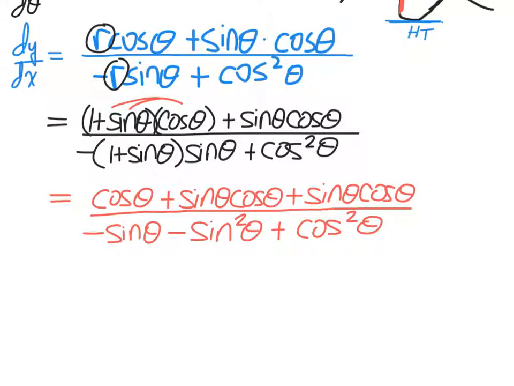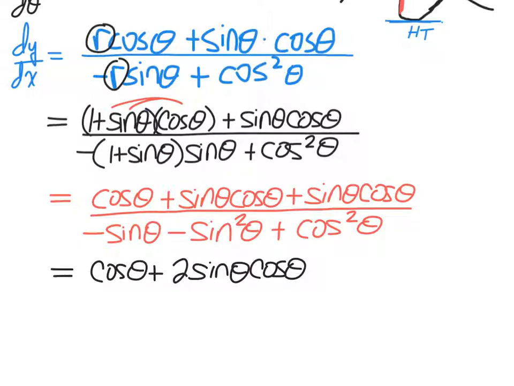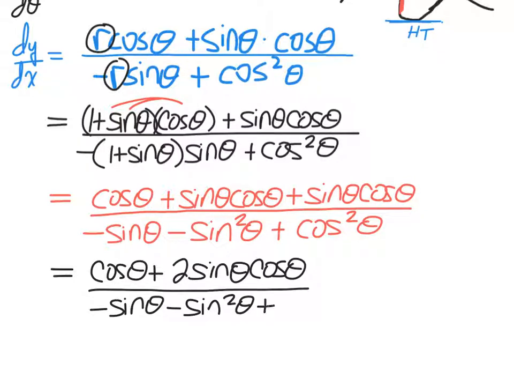But at this point, it's just algebra. Nothing too crazy, a couple substitutions. All right, we're looking at cosine theta plus 2 of those sine theta cosine thetas, and then we would have negative sine theta. On the bottom, I'm just going to leave it as is. So that's what my dy dx is going to be.